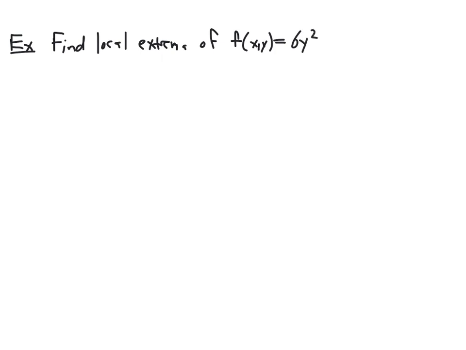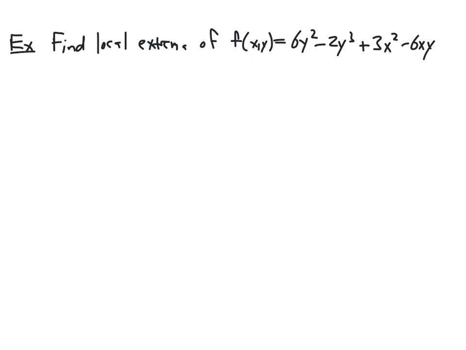So let's look at a couple examples. First example, let's find all the local extrema of the function f of x, y equals 6y squared minus 2y cubed plus 3x squared minus 6xy.